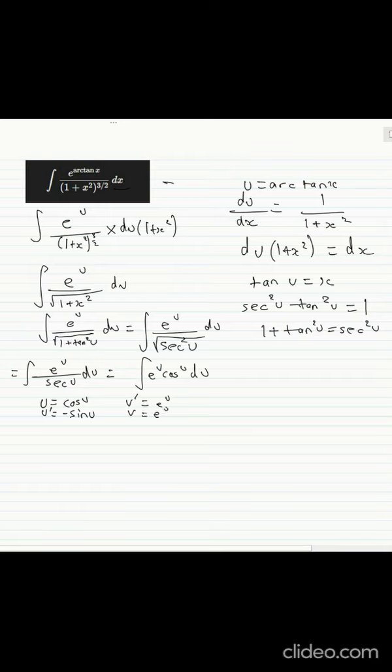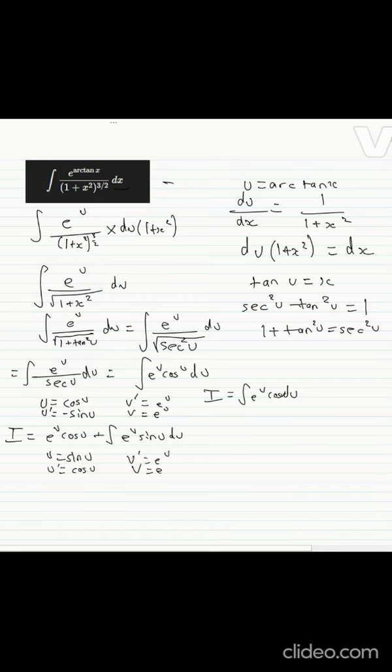So if we take I as the integral of e to the u cos u du, this would end up being I equals e to the u cos u plus the integral of e to the u sine u du. Now, the next thing we have to do is integrate this by parts again. So we had u equals sine u, u dash equals cos u, v dash equals e to the u, and v equals e to the u again.